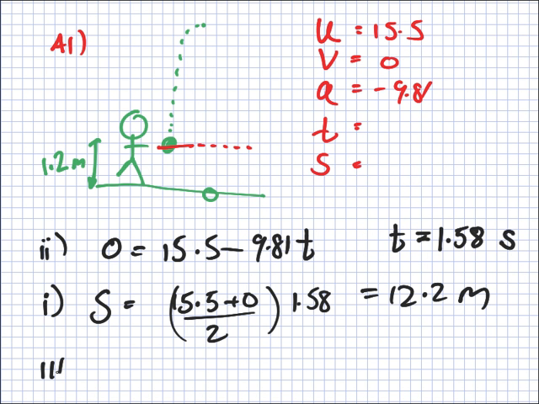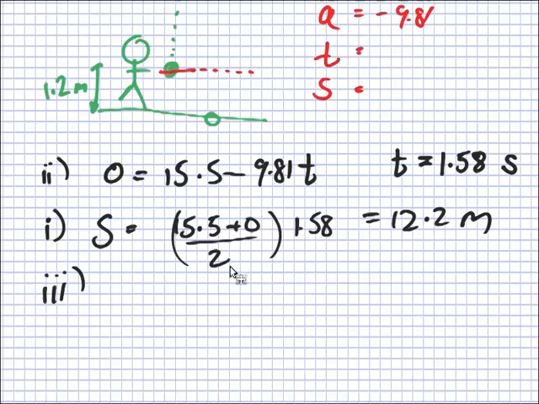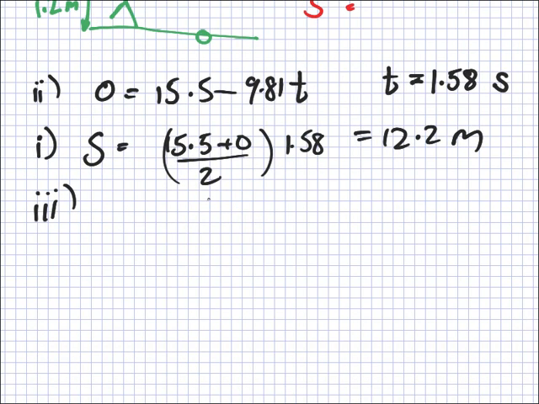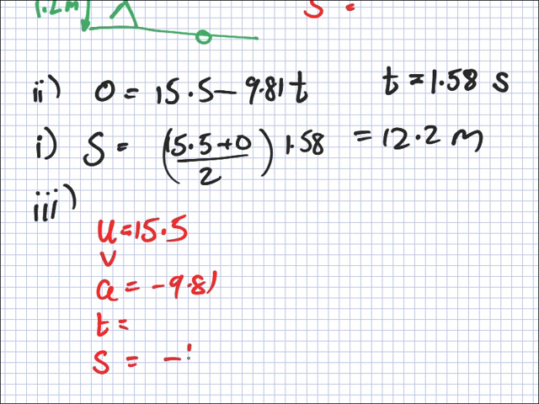And the last part was the velocity when it hits the ground, or was it the speed? The velocity. That's important because it means it's negative. Okay. U, 15.5. V we don't know. A we do know. T we don't know. And S we do know. What's the S? Minus 1.2. Do you remember doing minus 1.2? I think a few of you did. I'm looking for the V.